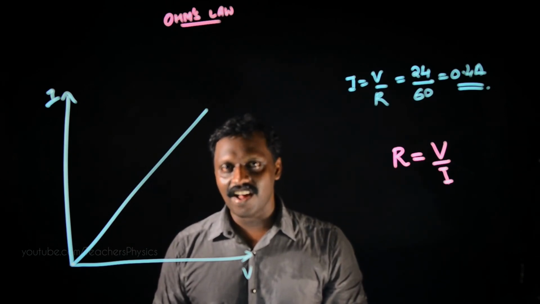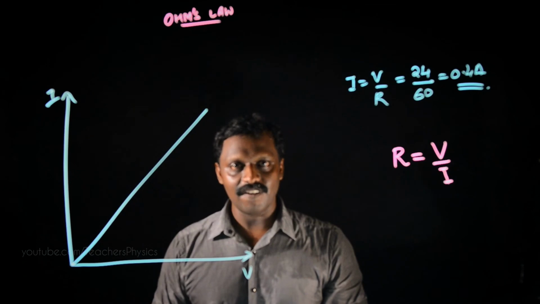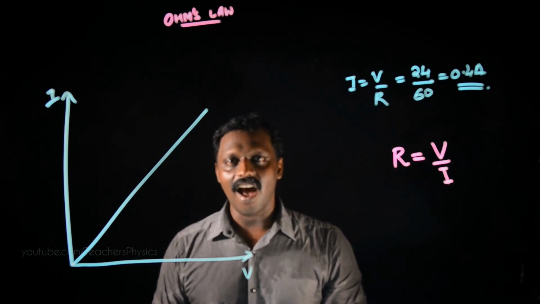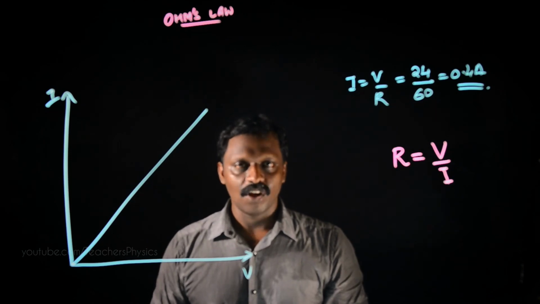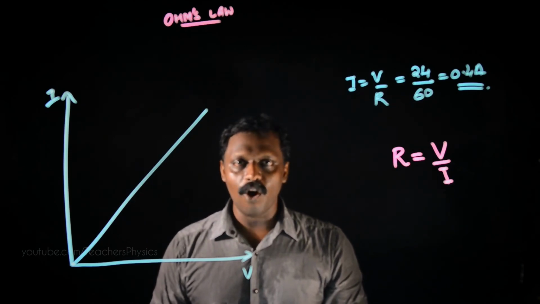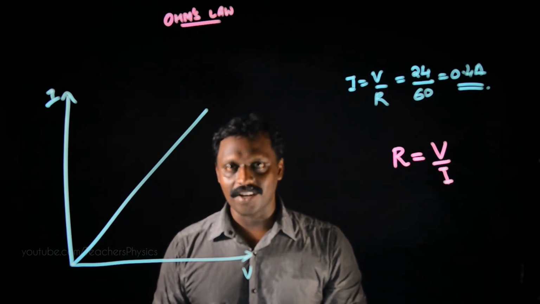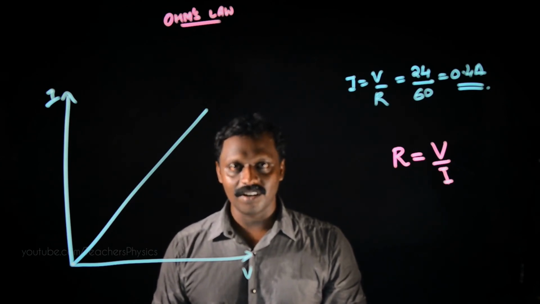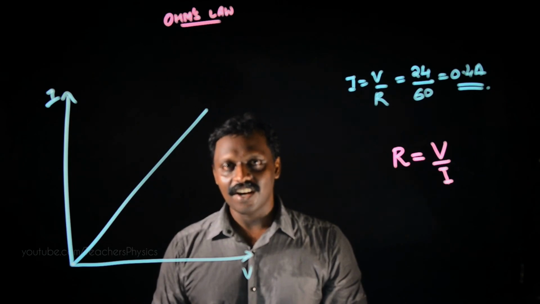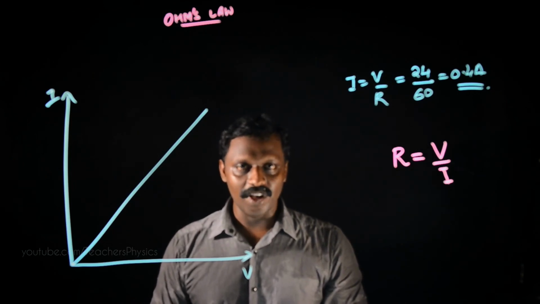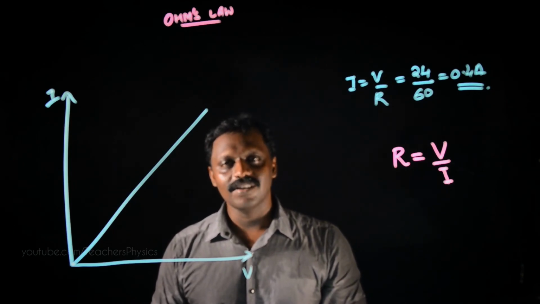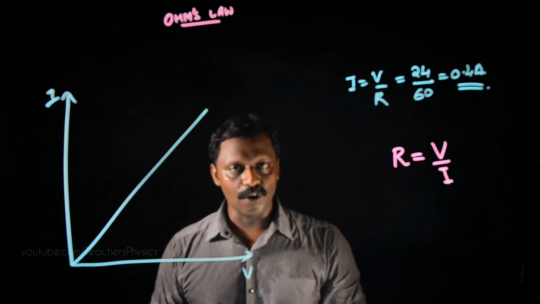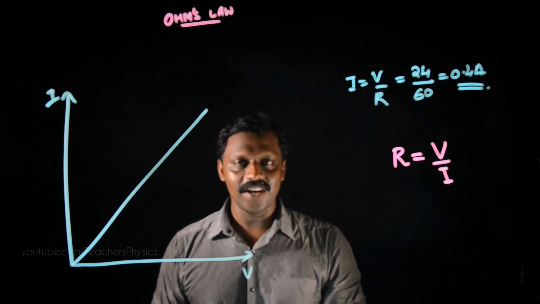So from practical analysis, we obtain a straight graph and can conclude that V is proportional to I and Ohm's law is valid. Those substances which obey Ohm's law are known as ohmic. All metallic conductors obey Ohm's law and are ohmic, whereas semiconductor devices do not obey Ohm's law. So they are known as non-ohmic. The graph of potential difference versus current for non-ohmic devices will not be a straight line.